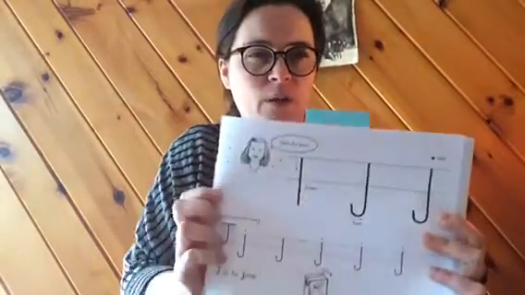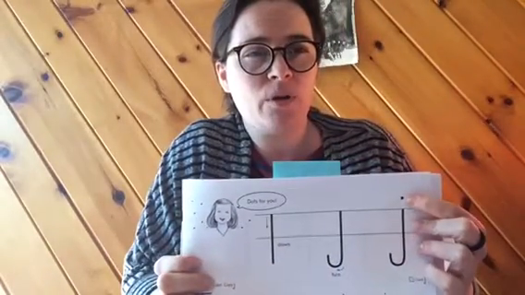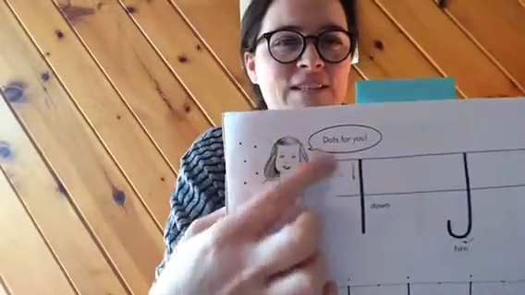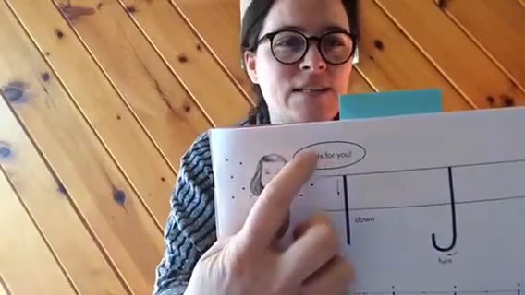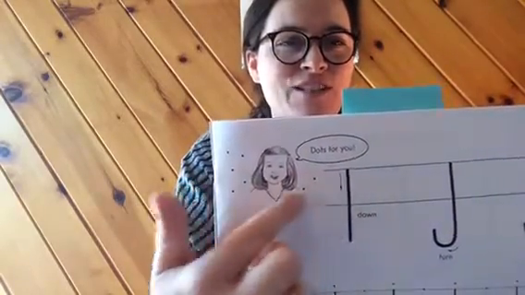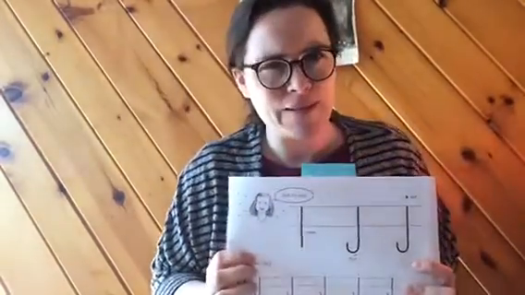Now one more detail about our lowercase j is that up on top we make a dot, like an I. It's a dot on our j. This young lady here says, "Dots for you," meaning she's giving us all our dots to use on our letter J. She says, "Dots for you." Well, thanks, little lady. We will use those dots.